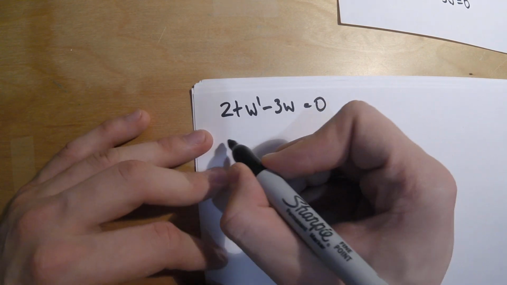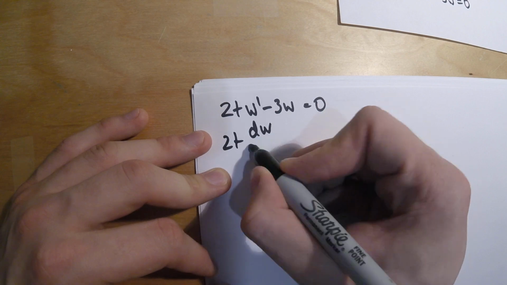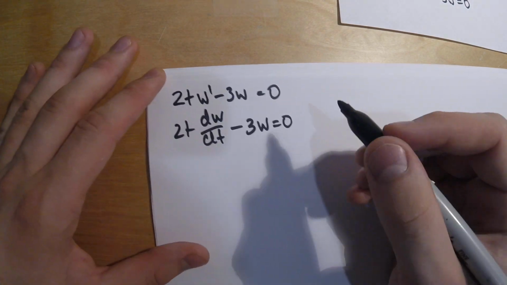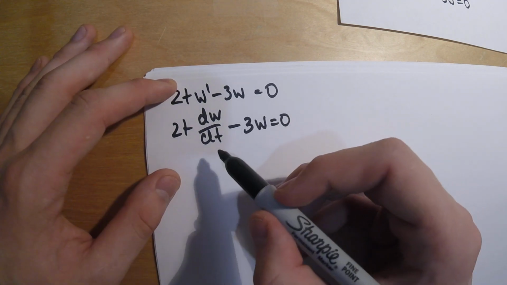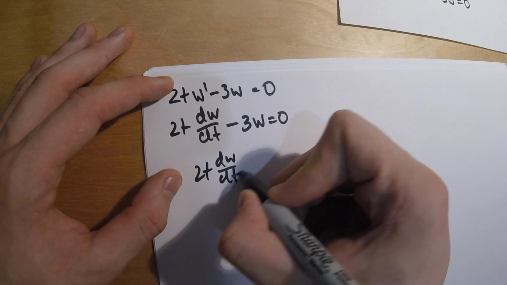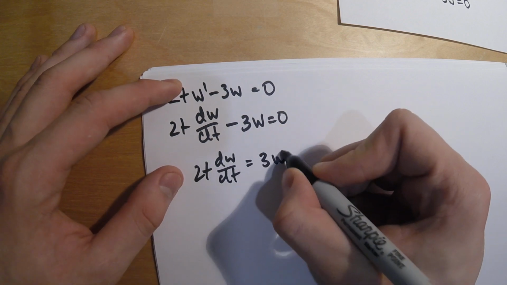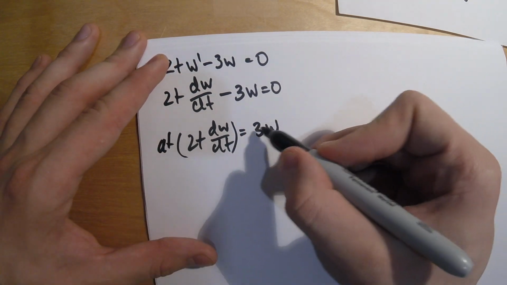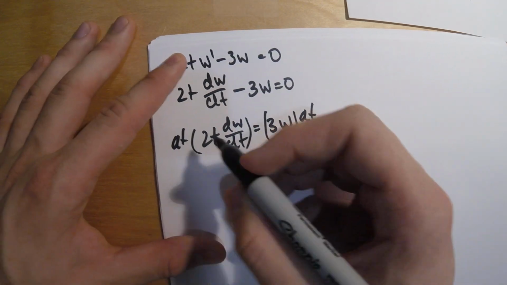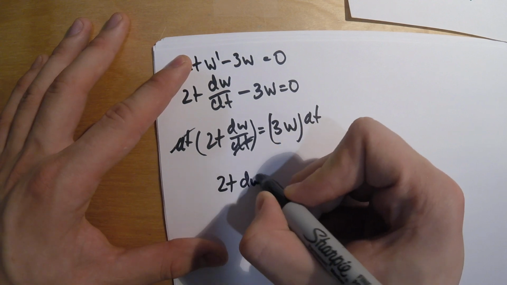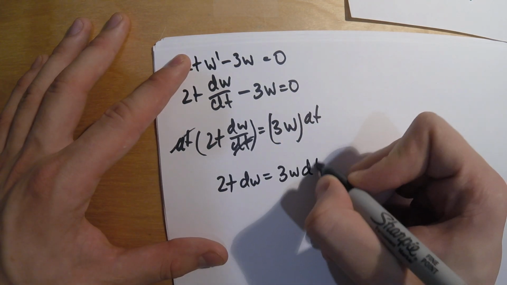W prime is simply dw over dt minus 3w equals 0, right? So I'm going to move this here. So we have 2t dw/dt equals 3w. Okay, let's multiply both sides by dt, so that gets rid of dt here. So 2t dw equals 3w dt.